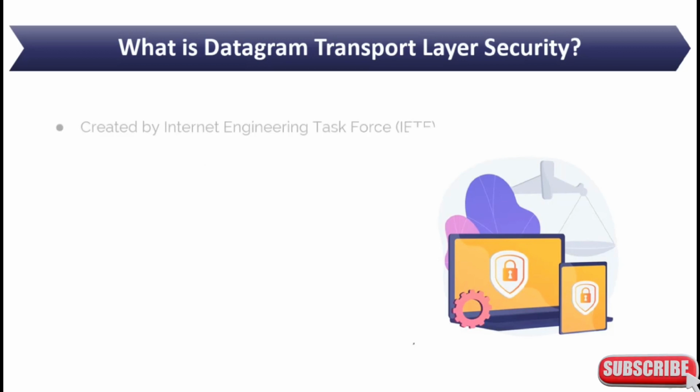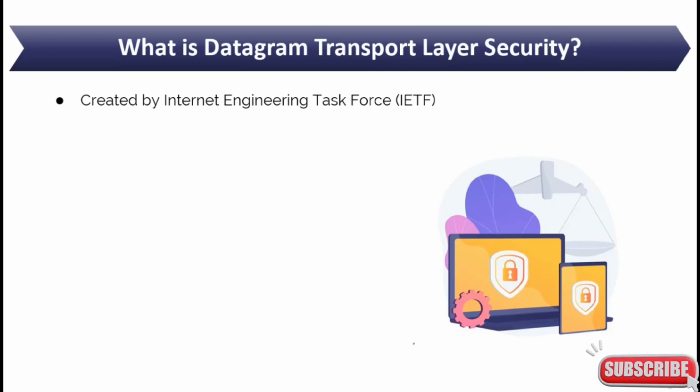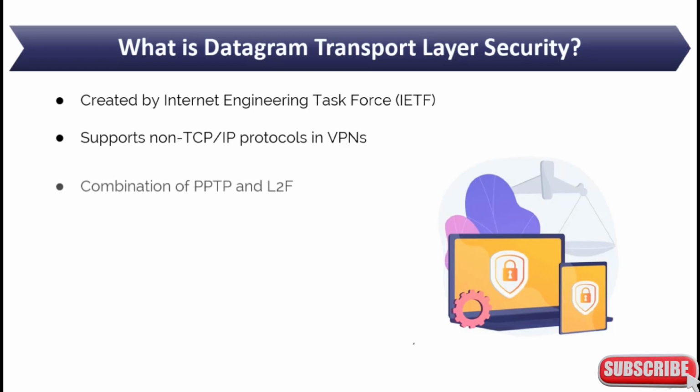The next protocol is the Layer 2 Tunneling Protocol. It was created by the Internet Engineering Task Force, that is the IETF. It comes in handy for supporting non-TCP/IP protocols in VPNs over the internet. Now L2TP, that is Layer 2 Tunneling Protocol, is actually a combination of Microsoft's Point-to-Point Tunneling Protocol, PPTP, and Cisco's Layer 2 Forwarding protocol, L2F.